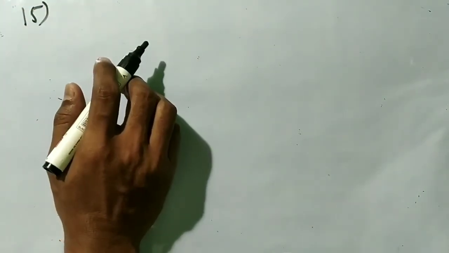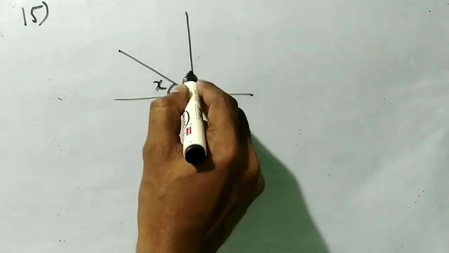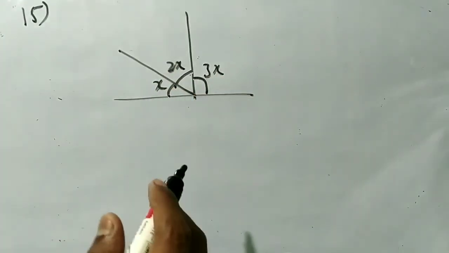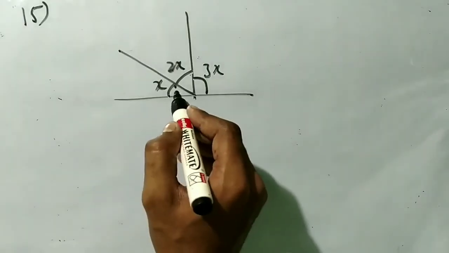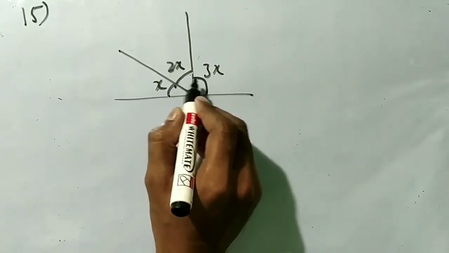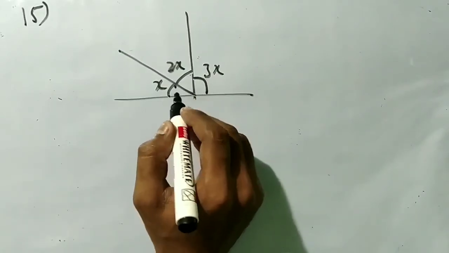Now we are going to the 15th question. In the 15th question they have given a figure. This is the x value, this is the 2x value, and this is the 3x value. These are the angles. 3x and x are beside 2x, on two sides, one after one.